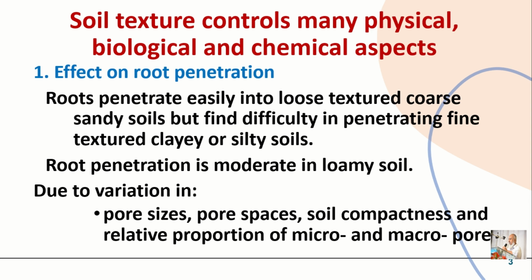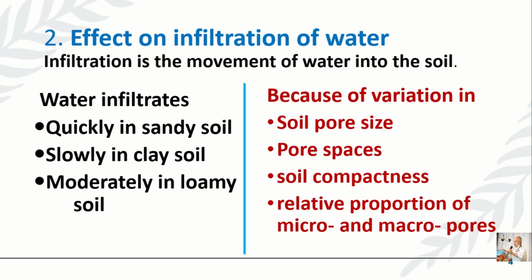Root penetration is moderate in loamy soil. Loam has a moderate character, so there is moderate penetration. Why is this possible? Due to variation in the pore sizes, pore spaces, soil compactness, and relative proportion of micro and macro pores.